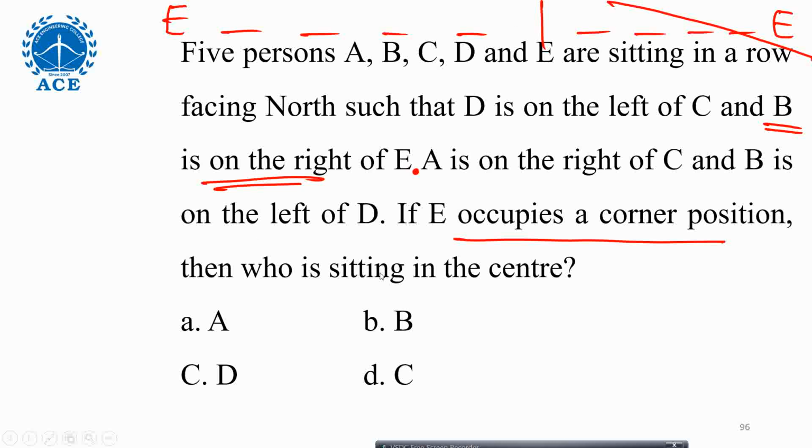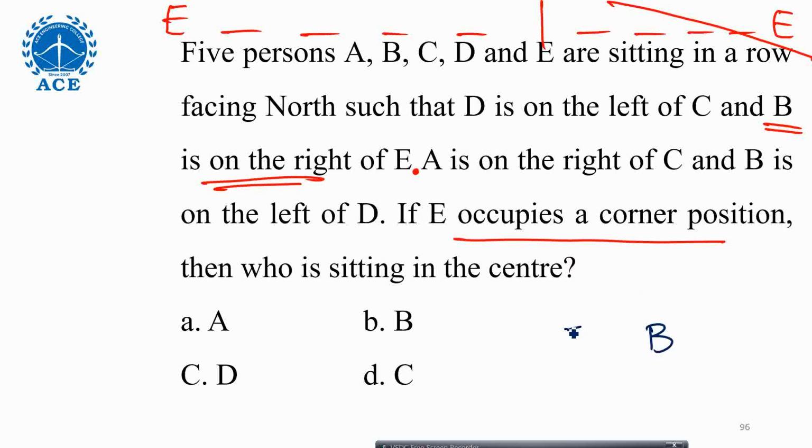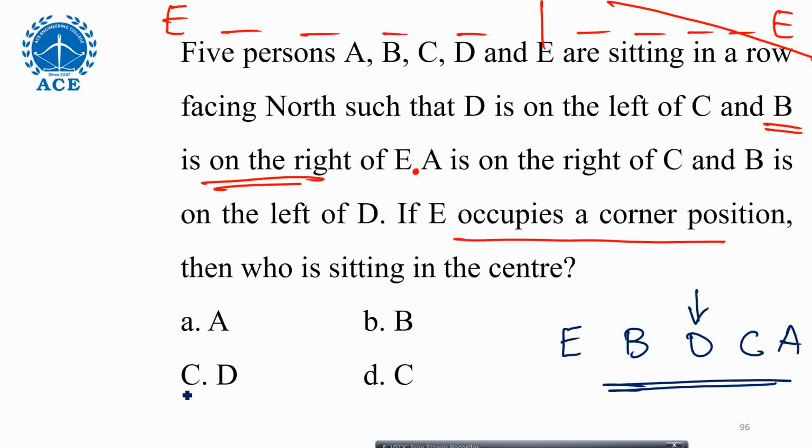Okay. B is on the right of E, B is on the left of D. I'll first use those things. So B is on the right of E, B is on the left of D, D is on the left of C, A is on the right of C. I think you get the things. B is on right of E, B is left of D, D is on the left of C, and A is on the right of C. This is the arrangement. Who is sitting in the center is D.